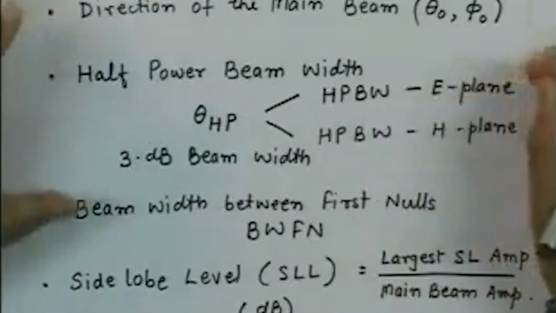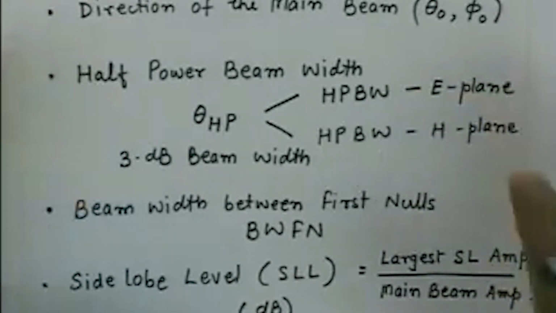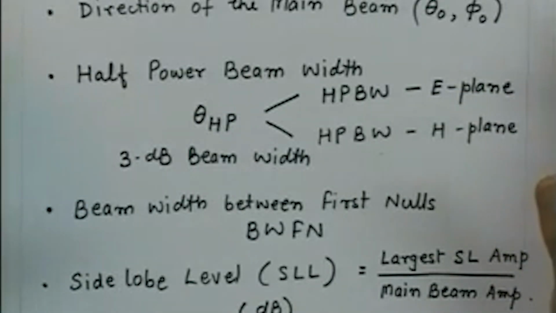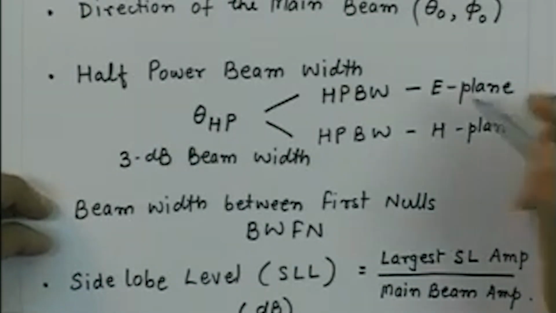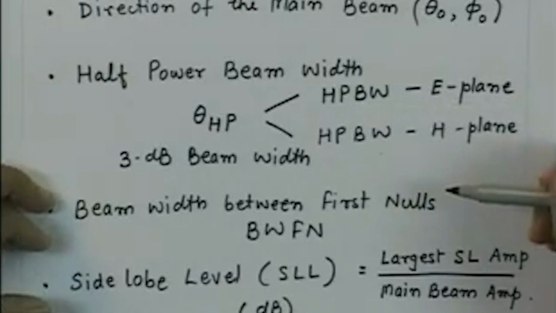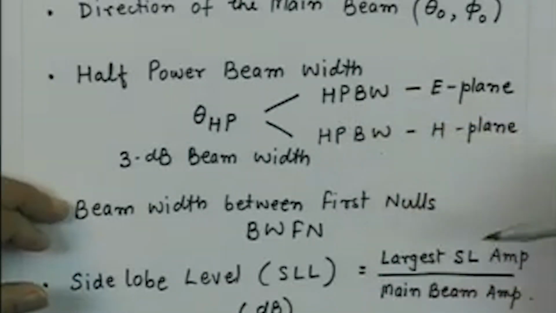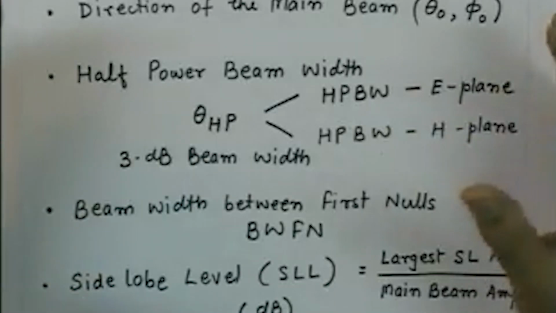So now we have got these parameters from the radiation pattern, like the direction of the main beam, the half power beam width of an antenna, in two principal planes, the E plane and H plane, and the beam width between the first nulls and the side lobe level for the radiation pattern. Of course, for relative comparison we can use the half power beam width, but we still require a more compact parameter to represent the antennas, or a parameter which can really define the focusing capability of the antenna.